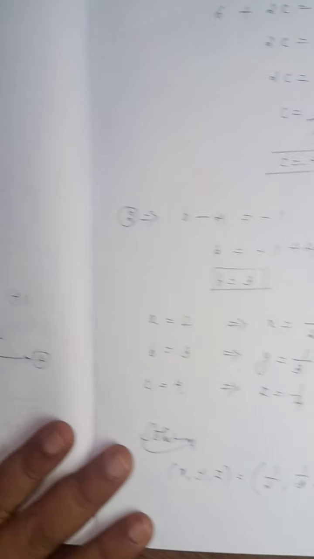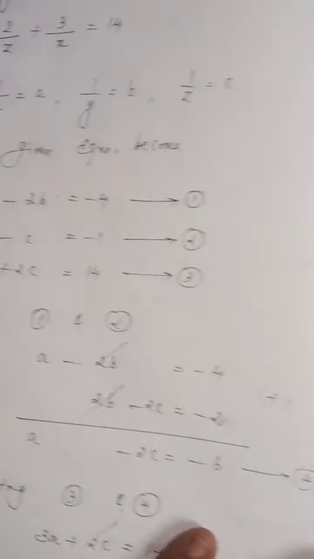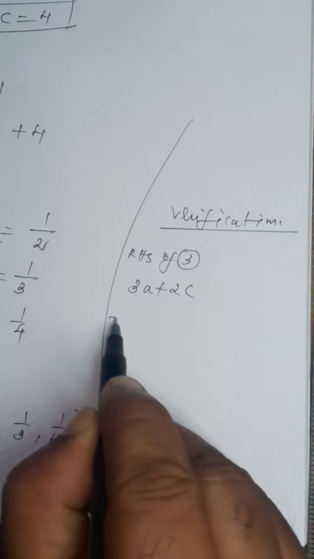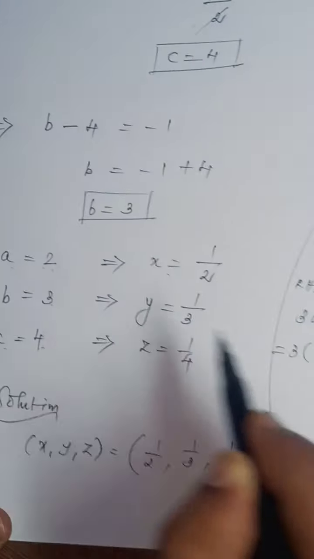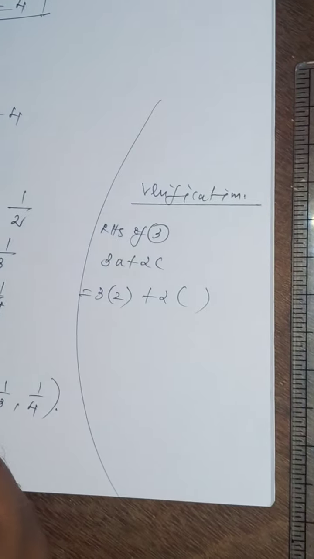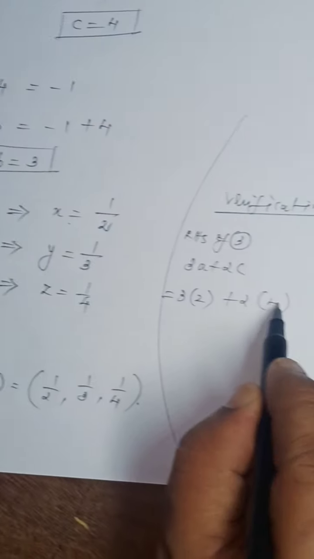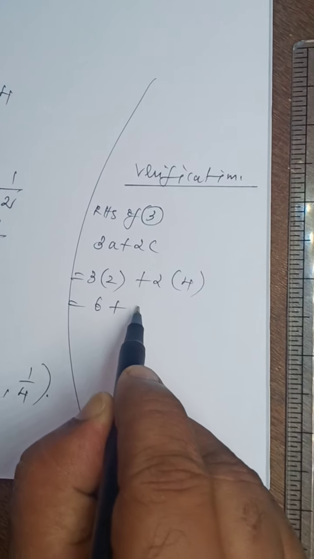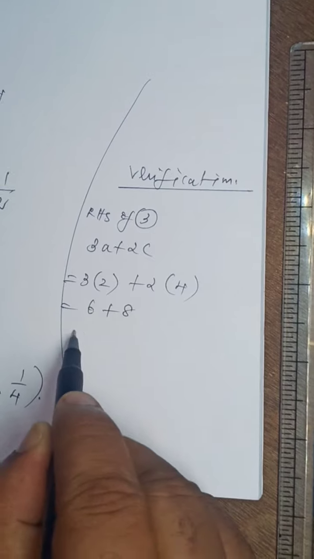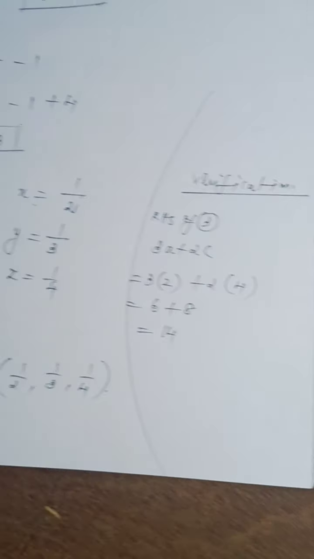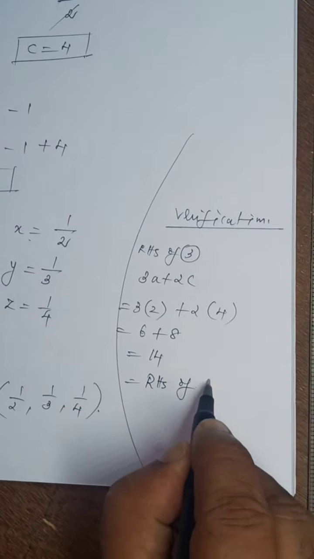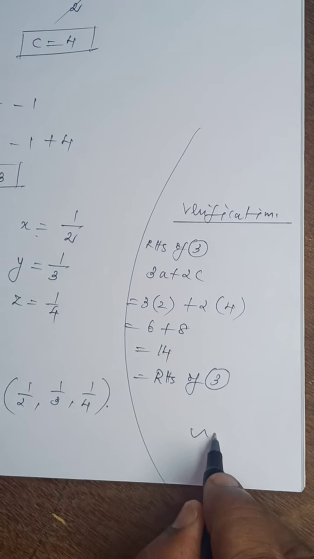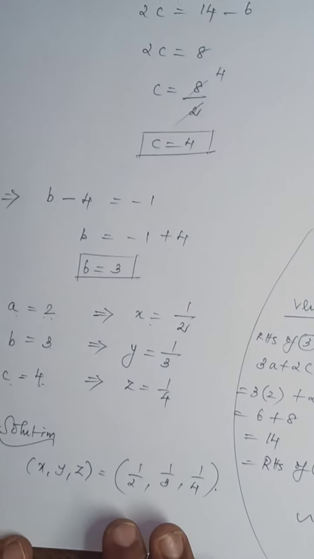What is in the LHS? 3a plus 2c. 3 into a value plus 2 into c value. a value is equal to 2, and c value is equal to 4. 3 2s are 6. 2 4s are 8. 6 plus 8 is equal to 14. Look at that, 14. That is the RHS of the third equation. Now LHS and RHS are equal. So our answer is absolutely correct.